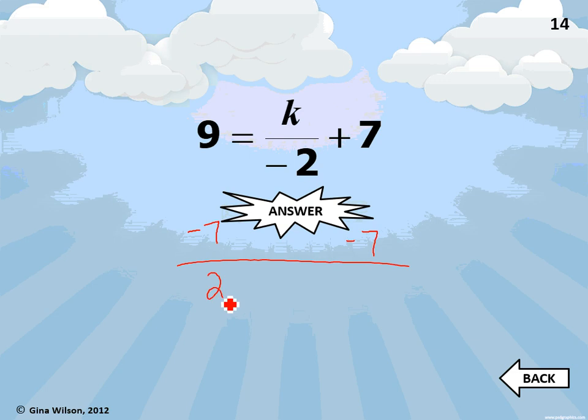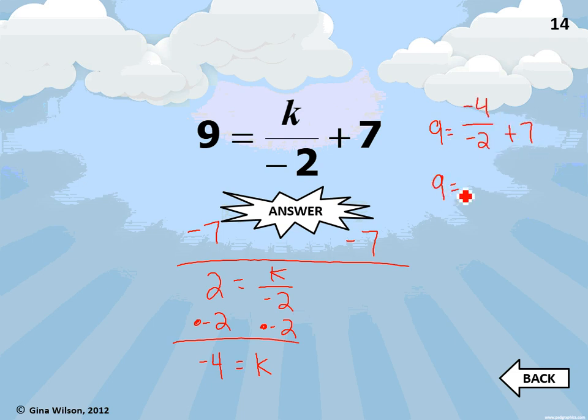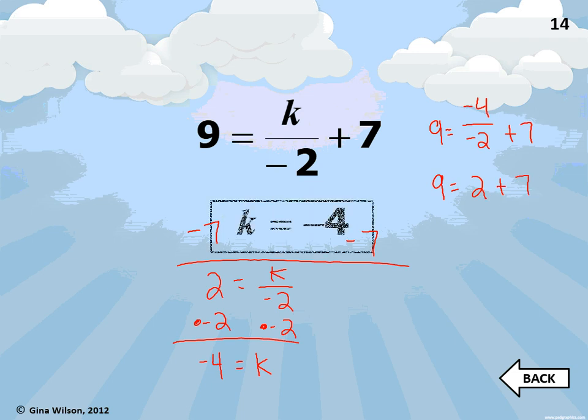So we've got 2 is equal to k divided by negative 2. We're going to get rid of that dividing by negative 2 by multiplying by negative 2. That gives us negative 4 is equal to k. Plug it in to make sure. Negative 4 divided by negative 2, which is 2. And that is correct. 9 does equal 2 plus 7. So our answer is negative 4.